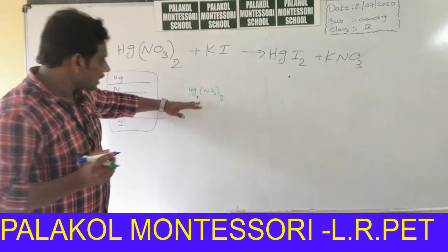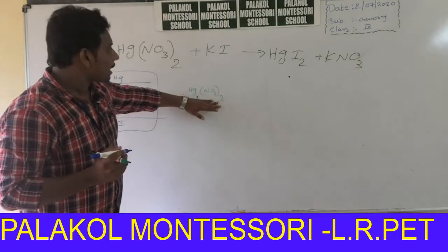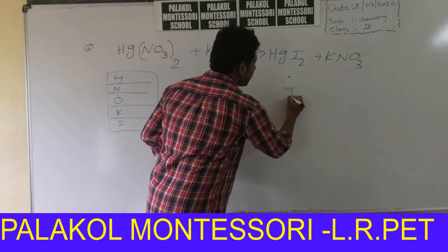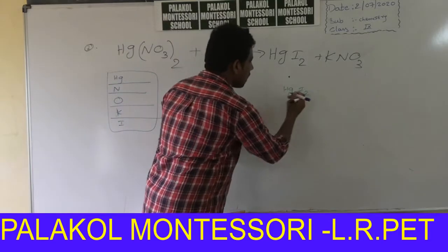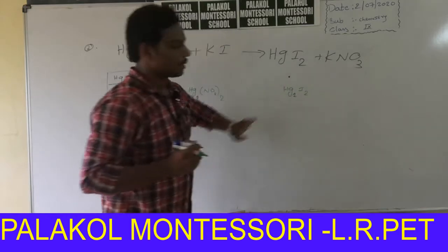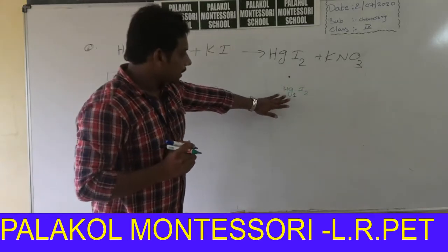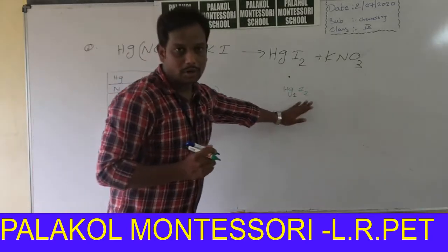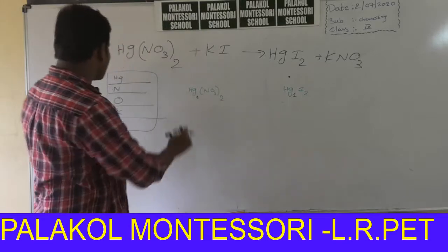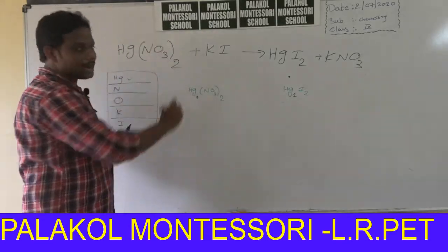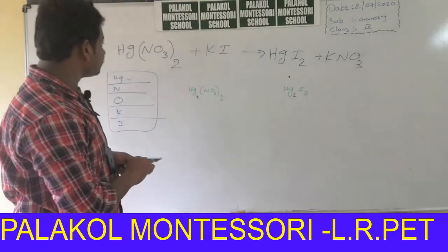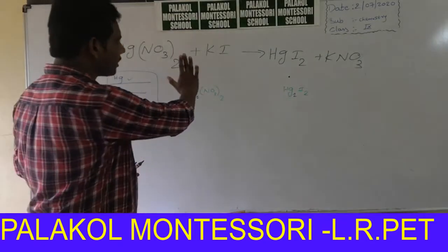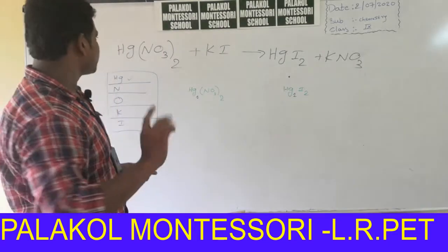One Hg atom is there in HgNO3, mercury nitrate. On the left hand side, and on the right hand side in HgI2 also, mercury is having one atom. That means the number of mercury atoms is 1 on the left hand side and 1 on the right hand side. So in this particular equation, mercury atoms are already balanced. Next, let's check whether this equation is a skeleton equation or a balanced equation.